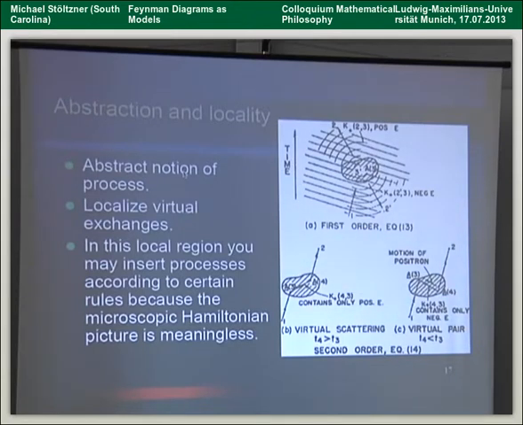The states at a distance are unproblematic, but locally I can fill my black box with certain processes. That's what he does here. Okay, I have this process, I have this process, etc. So they are localized. And you can do it according to certain rules because the Hamiltonian picture is meaningless. So you sort of supplant a micro-Hamiltonian by your rule book.